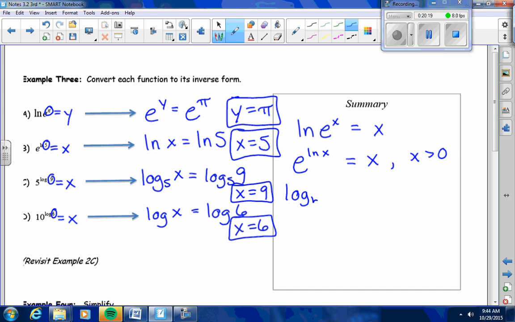Log base b of b to the x. What do you think that's going to equal? X, correct. B raised to the power of log base b of x. So the base is raised to the log base b. What's my answer going to be? X. And again, on that one, x has to be greater than 0.